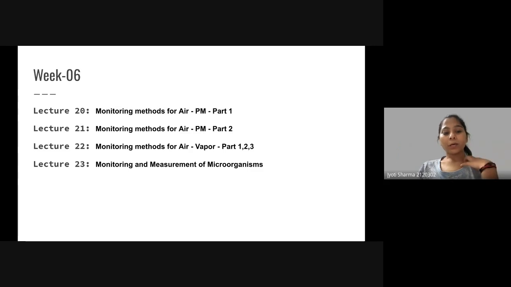Anyway, what we will do is talk about particulate matter, how we can measure it, what the different principles are and how they work. Then we will go to vapor, what different methods we have by which we can measure the vapor, for example benzene in the air. And then measurement of microorganisms. So let's start with the particulate matter.